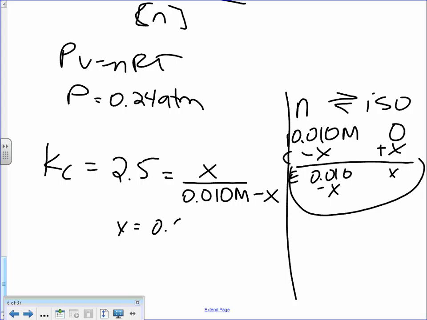Okay. I got 0.007, is what you said, 0.07143. Okay, but we need to look at our sig figs. This X is representing iso, right? So this is the concentration of isobutane. How many sig figs would we need there?